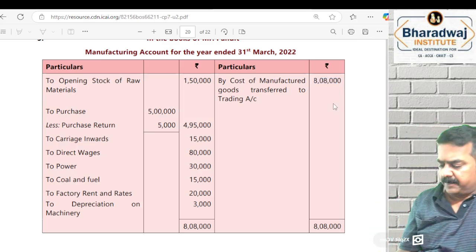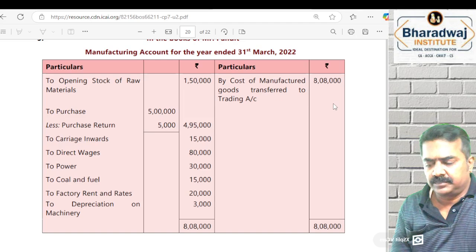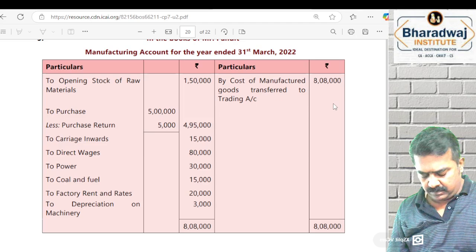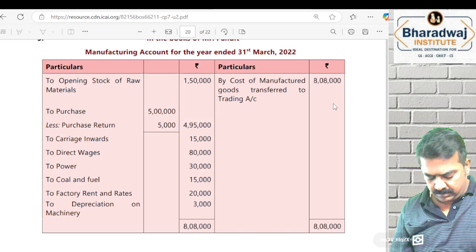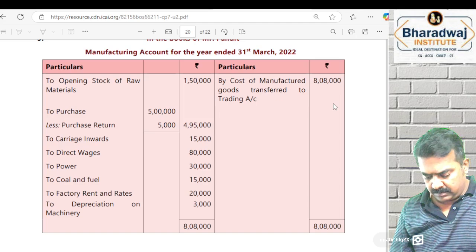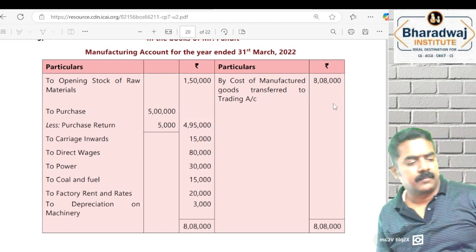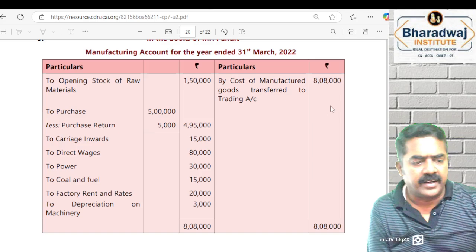Live online friends, இது வரைக்கும் முடிச்சிட்டீங்களா? Any doubt in it? Shall we move on to the trading account?